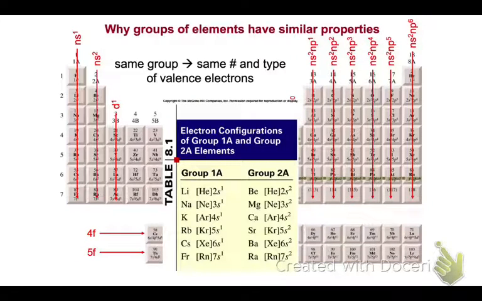Okay, so here is a highlight for that. Look at group 1A and look how they have the exact same electron configuration. It is a noble gas and then one electron in the next s orbital. Group 2A, they all have a noble gas and then 2 electrons in the next s orbital, and so on.